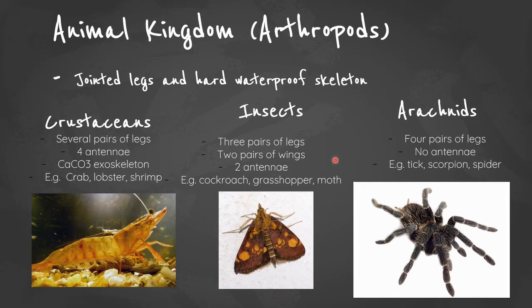Insects is the next group of arthropods. They have 3 pairs of legs, which is the same thing as 6 legs, 2 pairs of wings or 4 wings, and 2 antennae. An example are cockroaches, grasshoppers, and moths. Arachnids. Arachnids have 4 pairs of legs, no antennae, and an example are ticks, scorpions, and spiders. So a lot of people are afraid of this group, arachnids, particularly spiders and scorpions.